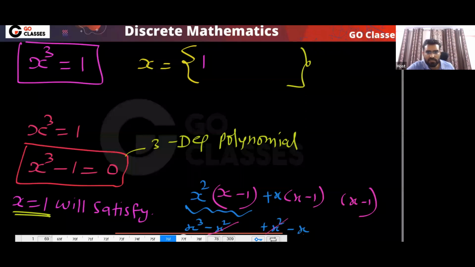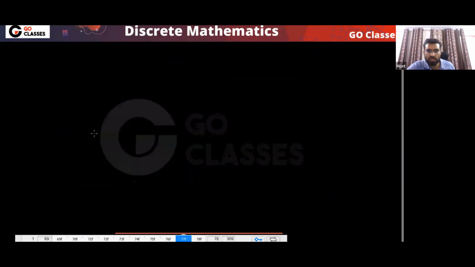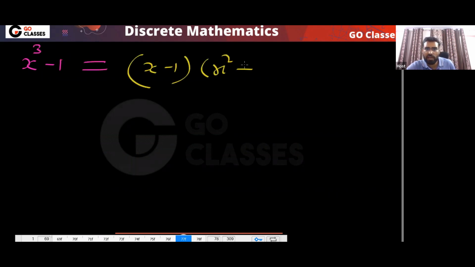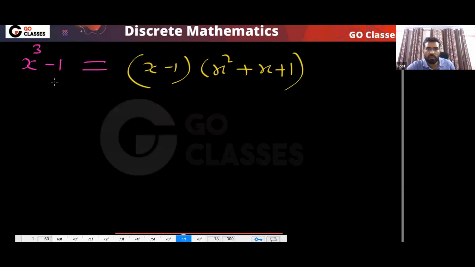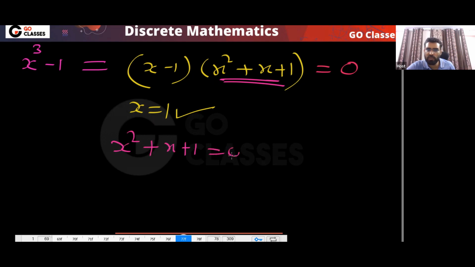Now, do I want x? No, I don't want x. Now this x will cancel. So finally I got x cube minus 1. x cube minus 1 is the same as x minus 1 times x square plus x plus 1. So this is equal to 0. Now from here, x will be equal to 1 or x square plus x plus 1 will be equal to 0.